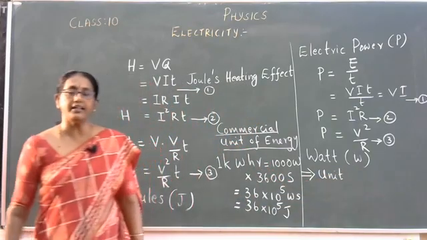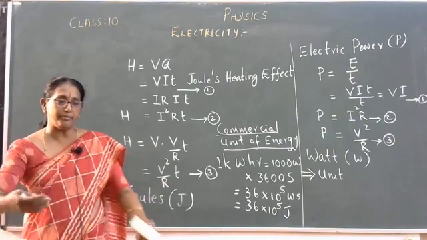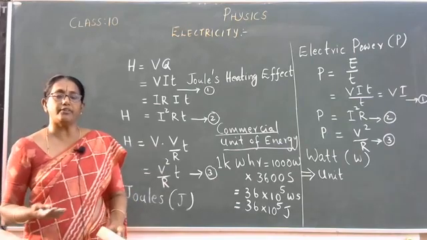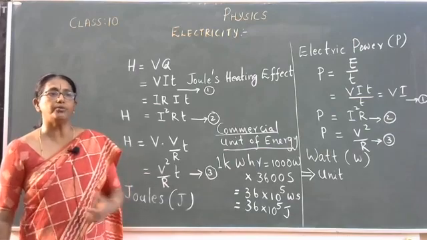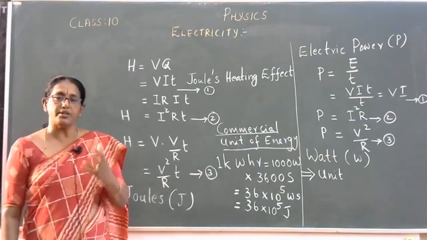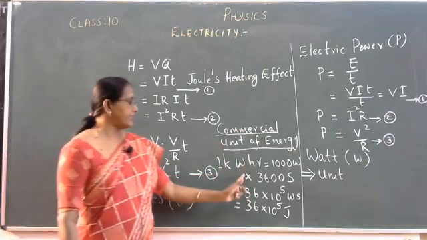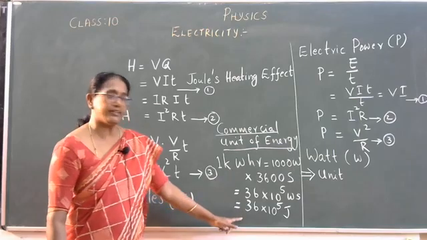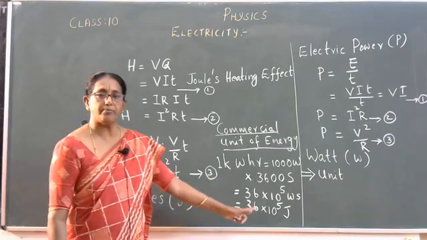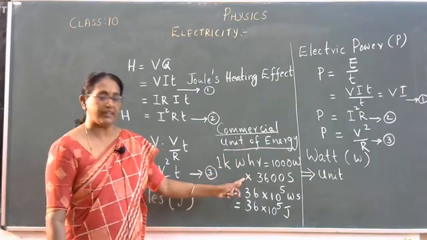You might have heard in your house when the electricity bill is coming, or people may be talking, how many units of energy consumed, how many units this month we have consumed. So depending on units we have to pay the bill. So the unit is nothing but kilowatt hour, and 1 kilowatt hour is equal to 36 into 10 to the power of 5 joules. So this is a commercial unit of energy.